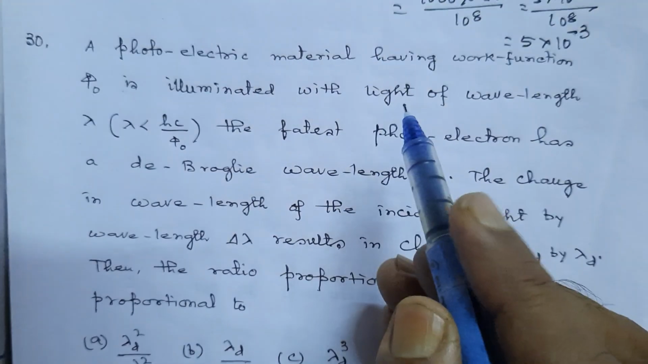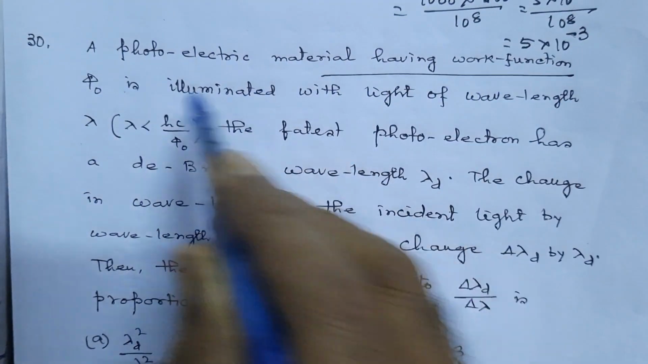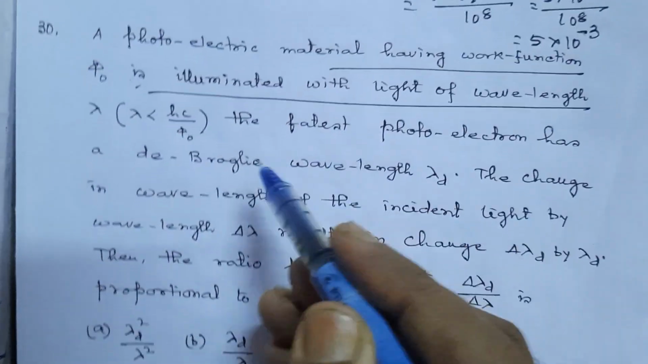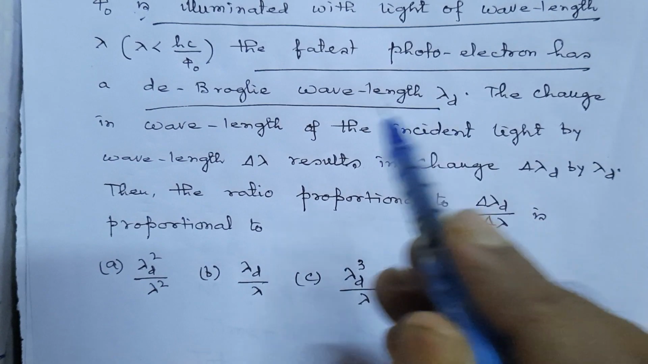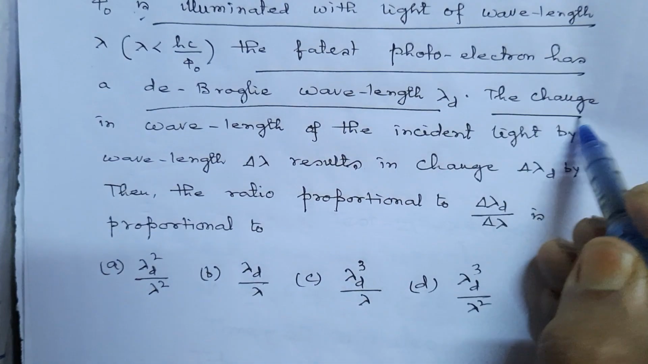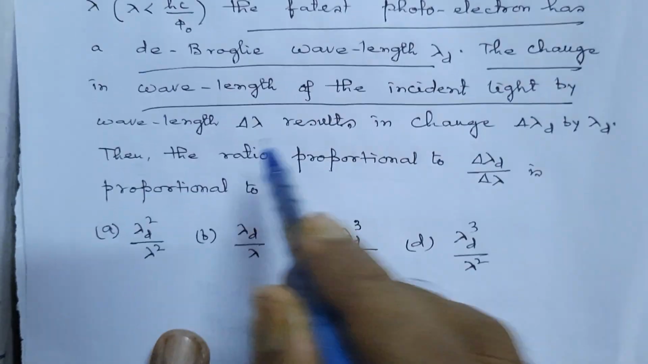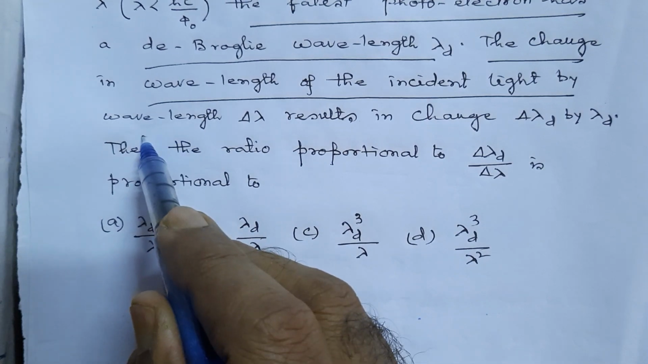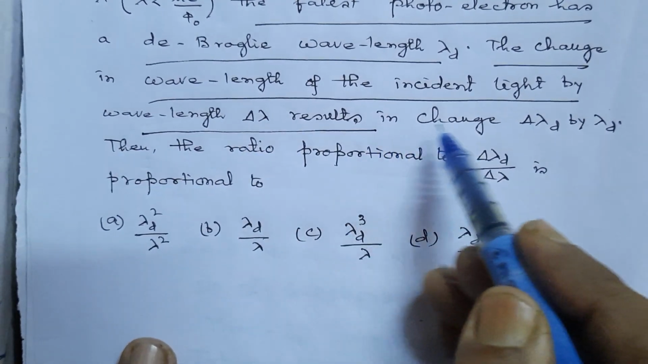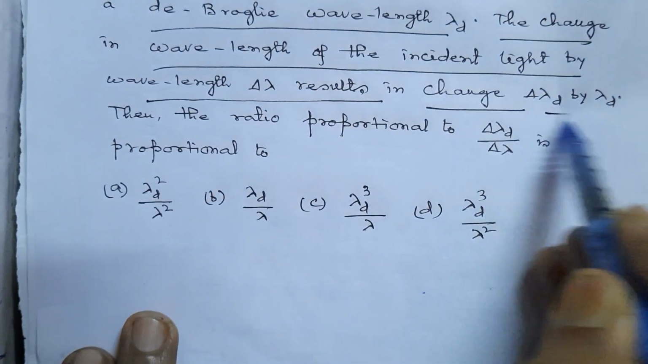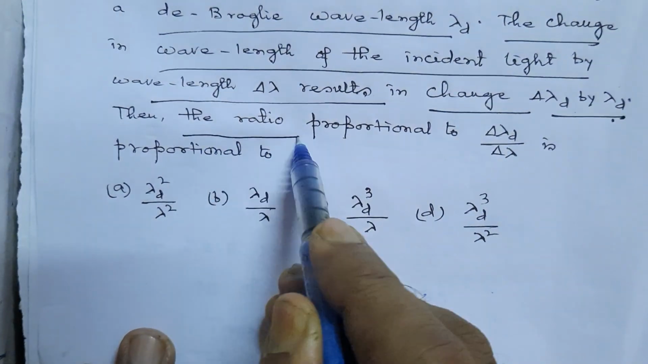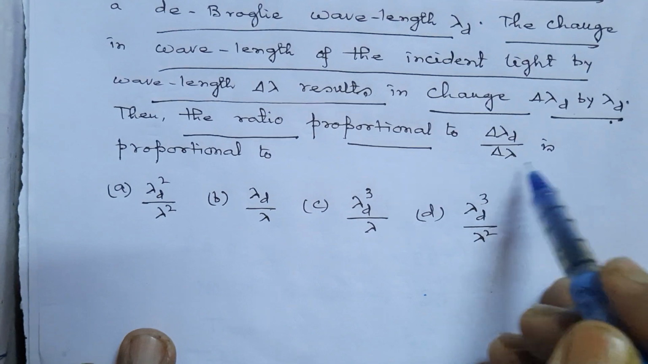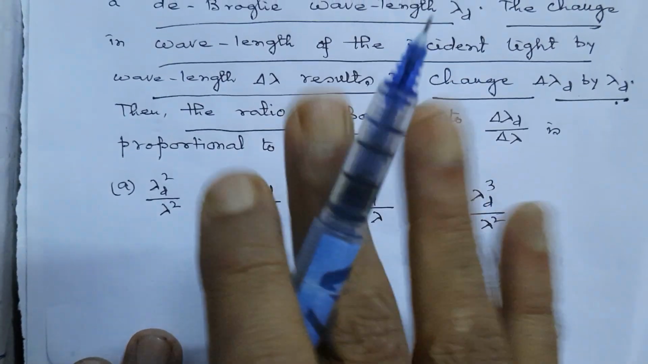A photoelectric material having work function phi0 is illuminated with light of wavelength lambda. The fastest photoelectron has a de Broglie wavelength lambda d. The change in wavelength of the incident light by delta lambda results in a change delta lambda d in lambda d. Then find the ratio of delta lambda d by delta lambda.